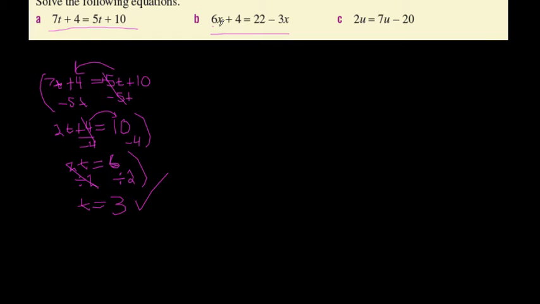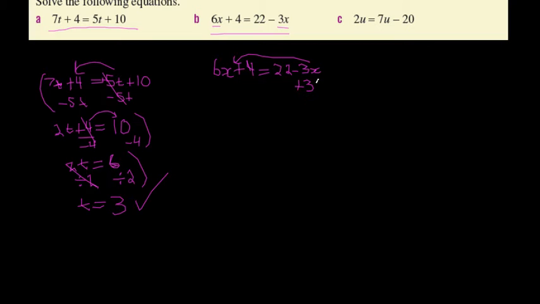Now we've got 6x over here, 3x there. So we've got two of the same variables but on different sides of the equation. So I've got 6x plus 4 equals 22 minus 3x. Alright, first thing we want to do is to move this over this side. How do we do that? So we've got minus 3x. What's the opposite of minus 3x?